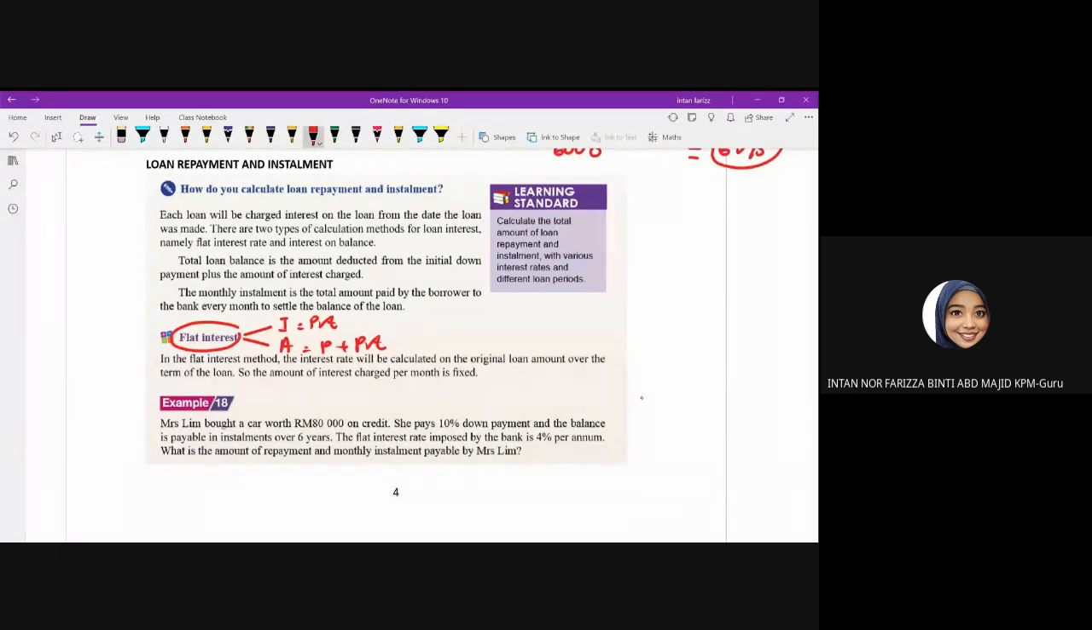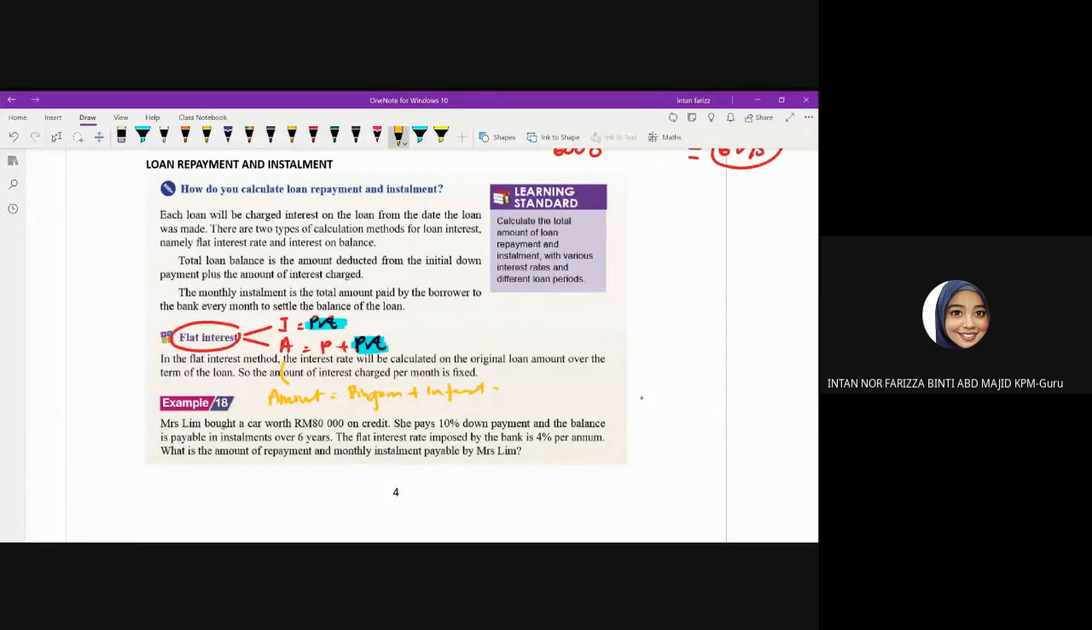What's the difference between these two? They are the same. This one here is actually part of this. What is the A? A is the total amount, that means the amount P, the amount that he borrowed, plus the interest.